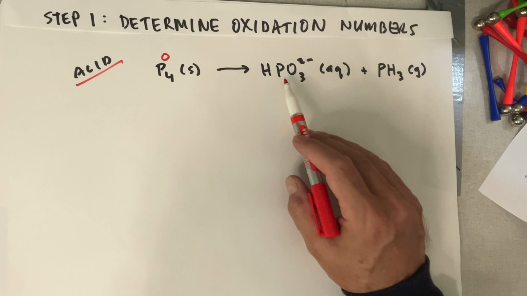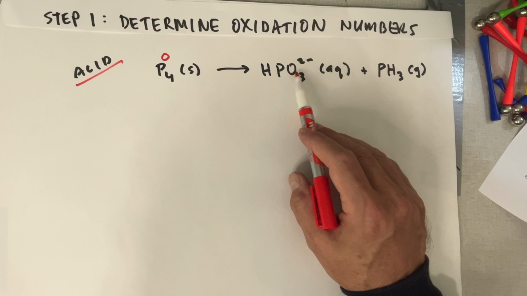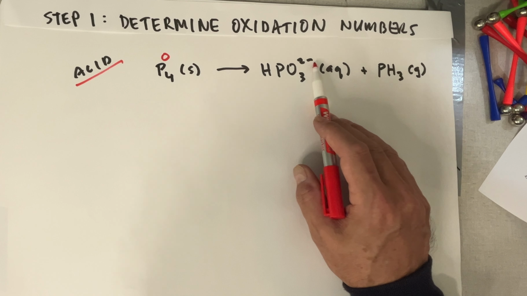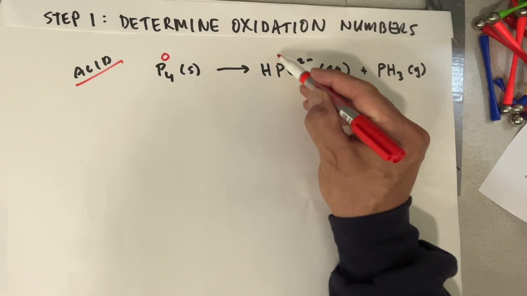In this case, the phosphorus atom, you have 3 oxygens. Each oxygen is 2 minus. And then you have a H plus. And the total charge must equal 2 minus. So that means the phosphorus must be 3 plus.